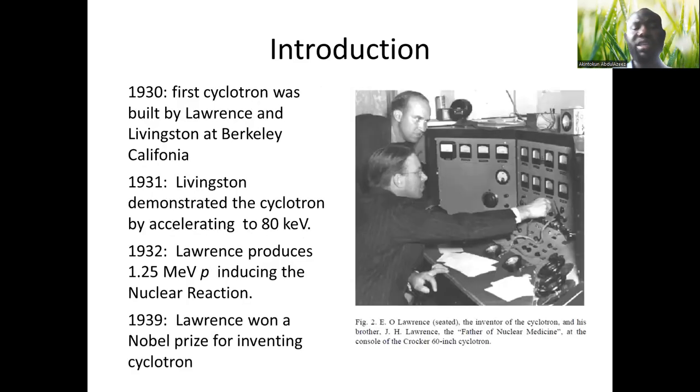In 1930, following the invention of the betatron, Lawrence, who was very inquisitive, and his student Livingston at the University of California, Berkeley, created the first cyclotron. This was basically used to probe the nucleus, accelerating particles to a very high energy, and in that way they were able to generate different isotopes. Livingston demonstrated that the cyclotron could accelerate a particle to an energy of 80 keV. And in 1932, Lawrence produced 1.25 mega-electron-volt protons, inducing a nuclear reaction.